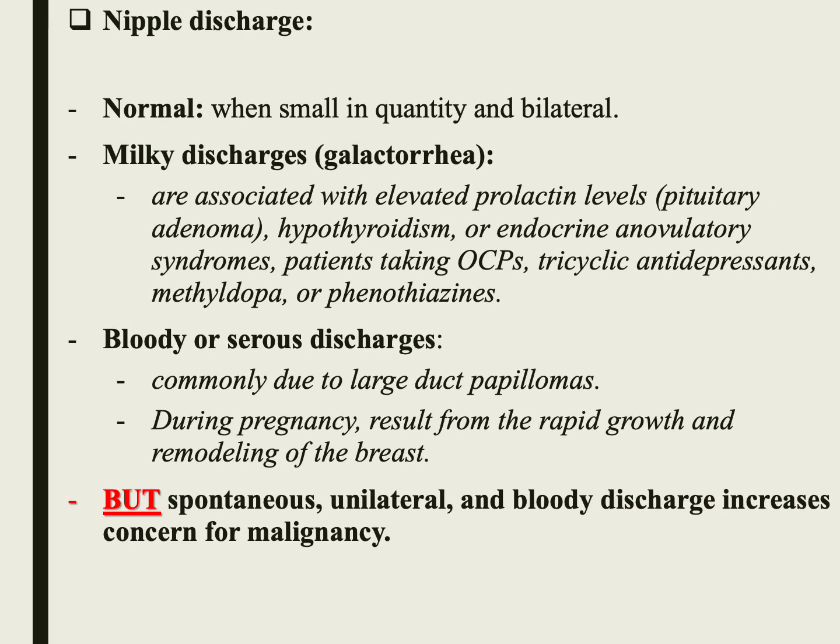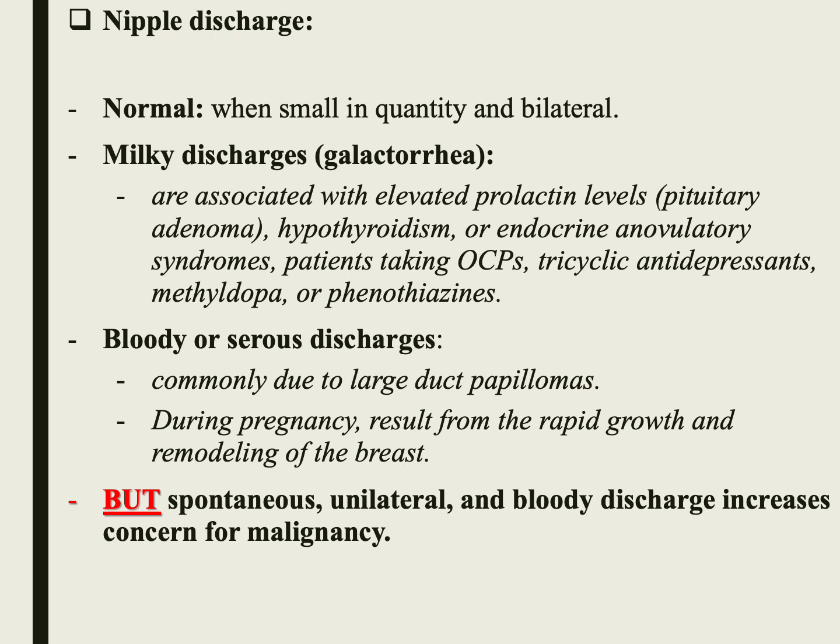Now, nipple discharge can be normal, and usually this happens when it's small in quantity and bilateral. And it also can be a clinical presentation of a breast disease. For example, milky discharge, or what's called galactorrhea. This condition is associated with several etiologies. The top of them are related to elevated prolactin levels, like in pituitary adenoma, in hypothyroidism, in endocrine and ovulatory syndromes, and patients who are taking the oral contraceptive pills or some medications like the tricyclic antidepressants, the methyldopa, or the phenothiazines.